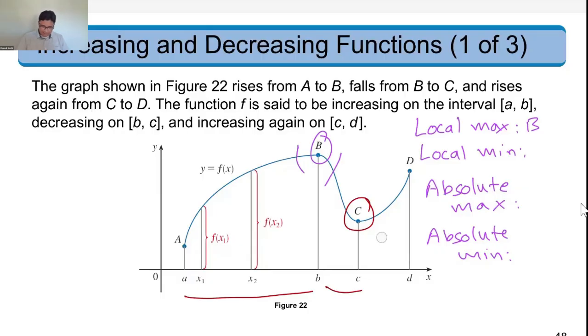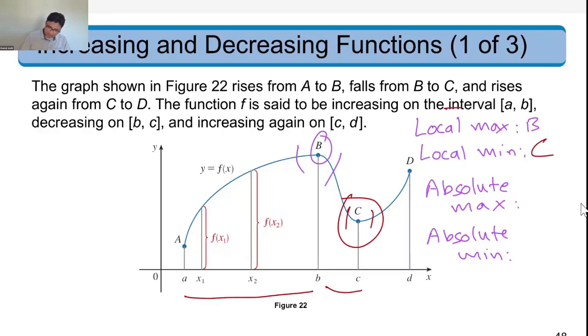I'll come to that again in a second. Let me talk about the point C. That is a local min. It is the minimum in that neighborhood. Okay. So if you know the intervals where it is increasing and the intervals where it's decreasing.